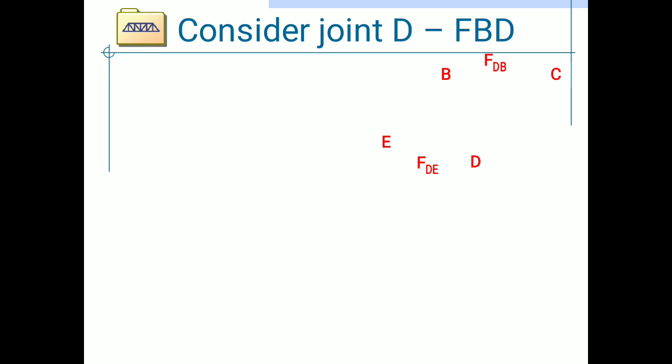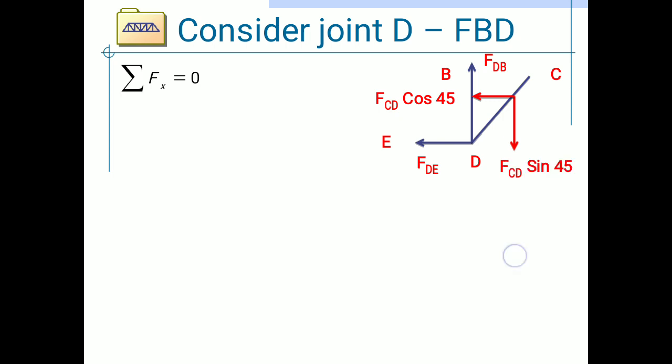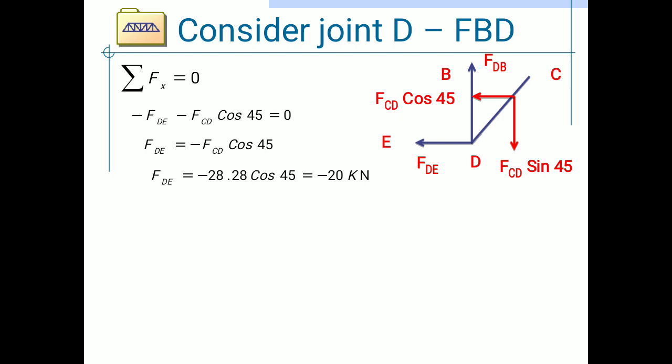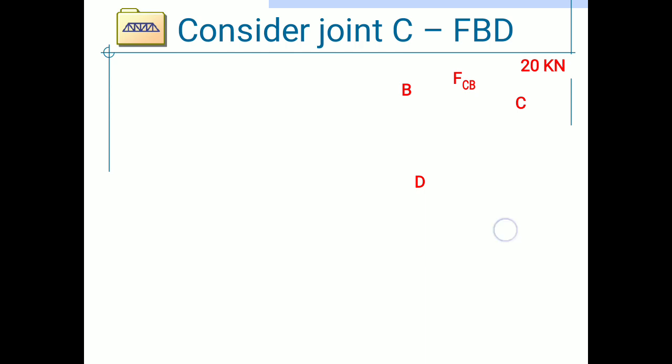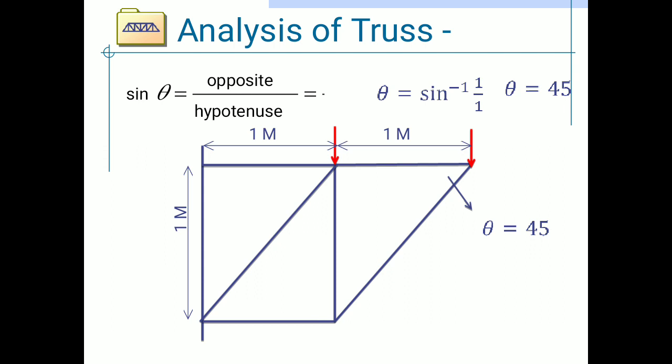Now consider joint D and draw a free body diagram at joint D. By resolving BC, summation Fx is equal to 0, applying the equilibrium condition, we will get FDE minus 20 kN. Second condition, summation Fy is equal to 0, we will get the final forces in the members.